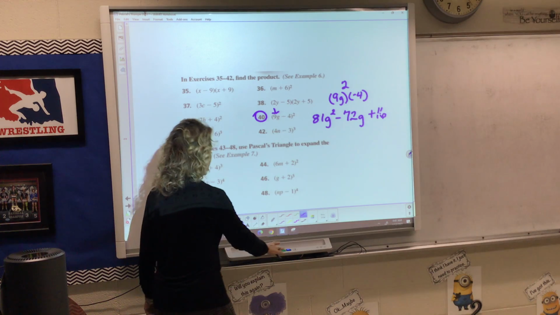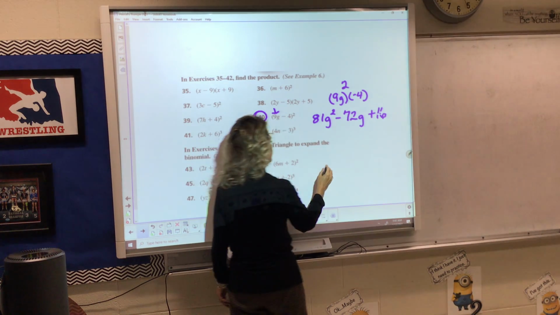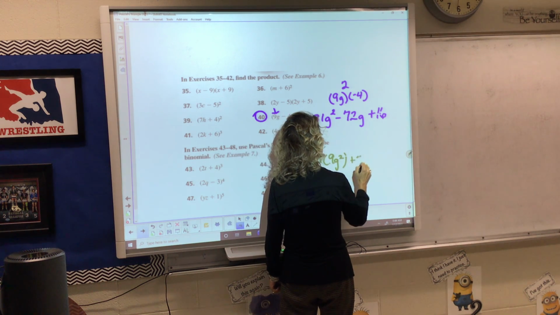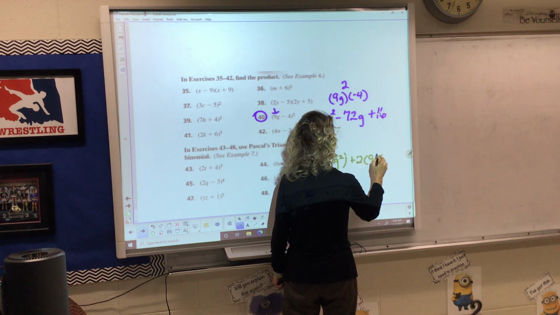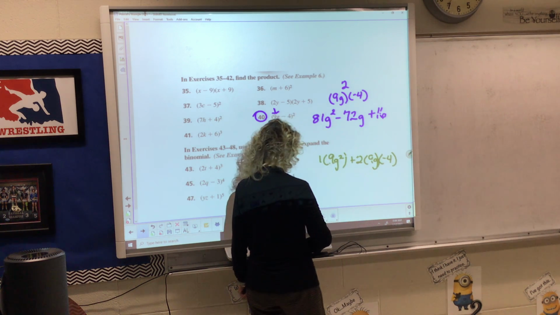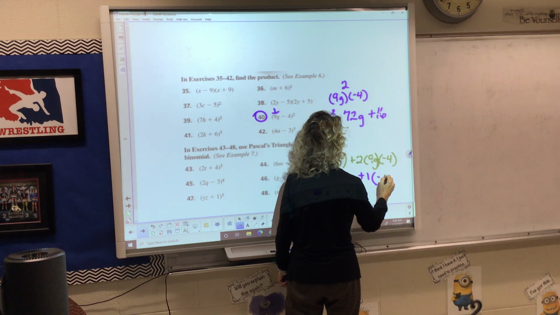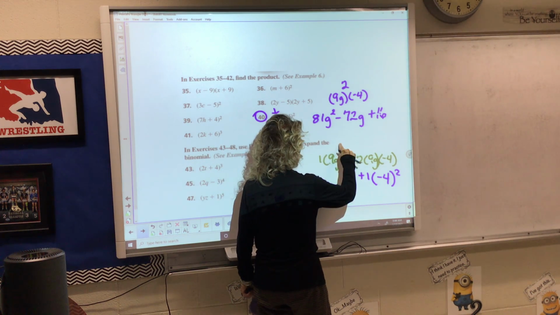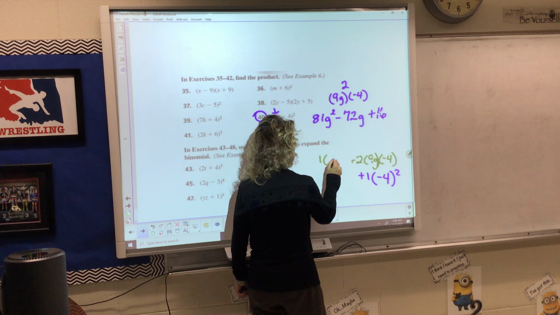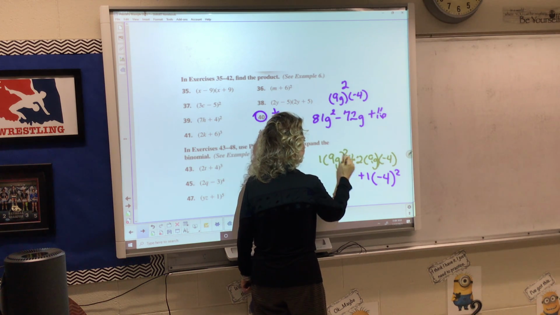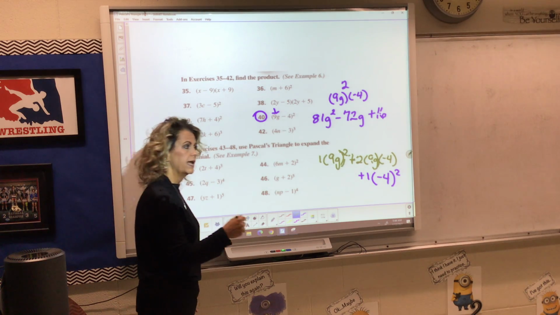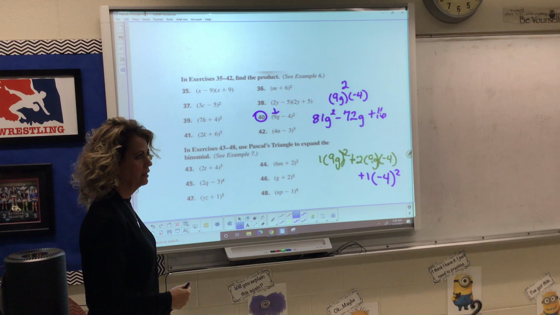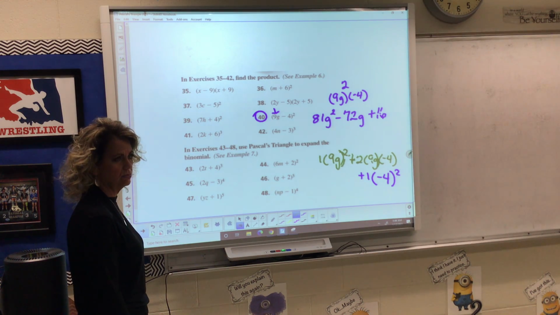1, 2, 1. Well, we didn't do 1, 2, 1. We did it like that. But if we did 1 times 9g squared, yes? Plus 2 times 9g times a negative 4, yes? Plus 1 times a negative 4 squared. Isn't that the same thing that we did? And this, my squared's in the wrong place. 9g squared. There we go. Yes? Same thing. Whether or not we use Pascal's triangle or we remember the shortcut. Do you understand me? So I don't have to go through all of these, do I?